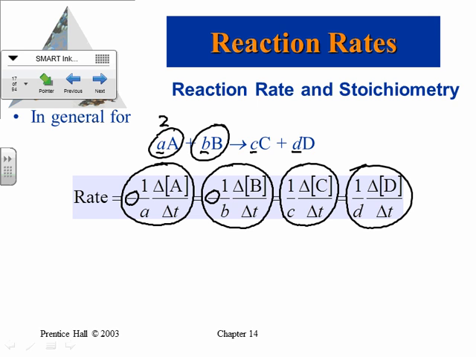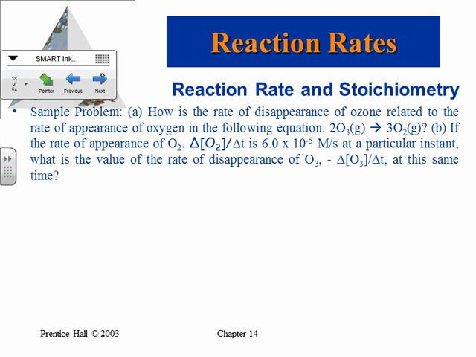I don't want to talk a whole lot about that because I don't think that comes up a lot, and we've got other things we need to do here. But we will do one problem that maybe talks about that. How is the rate of disappearance of ozone related to the rate of appearance of oxygen in the following equation? We've got 2O3 gas going to 3O2.